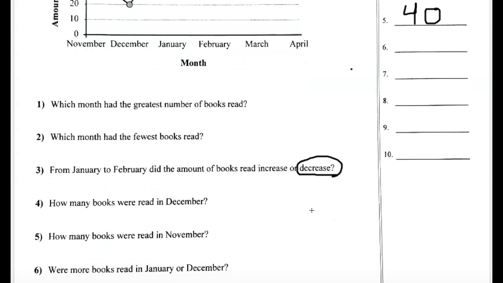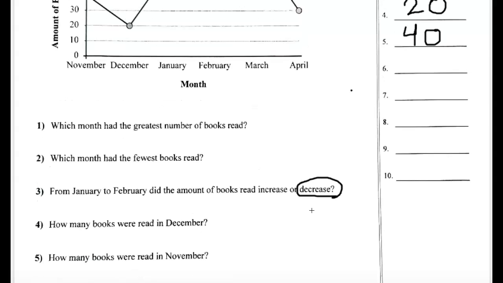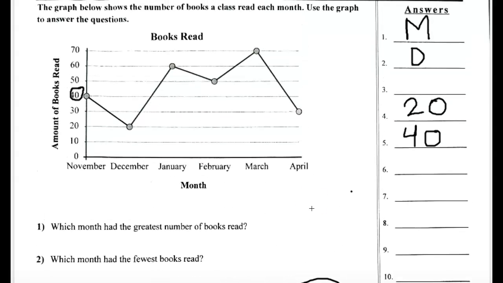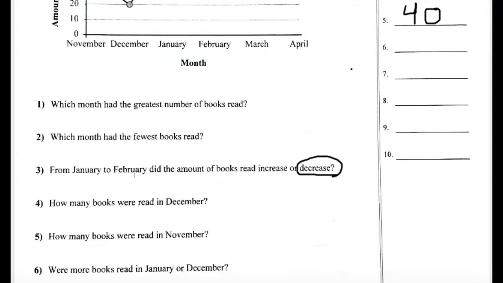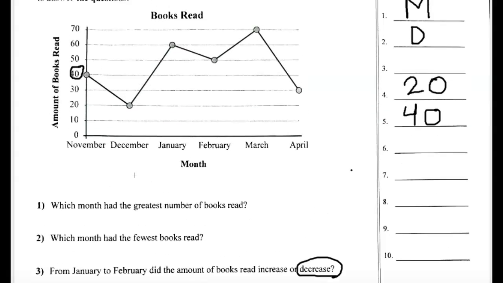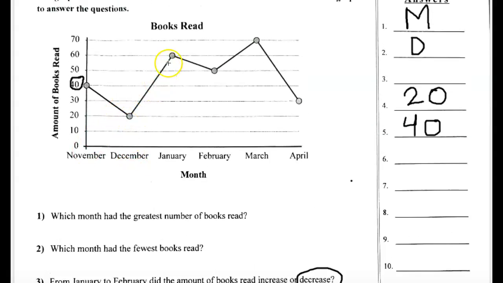Number 6. Were more books read in January or December? For this we have to see what numbers they have. January read 60 and December read 20. So which one has more, December or January? January, so you could circle January, or you could write a J.